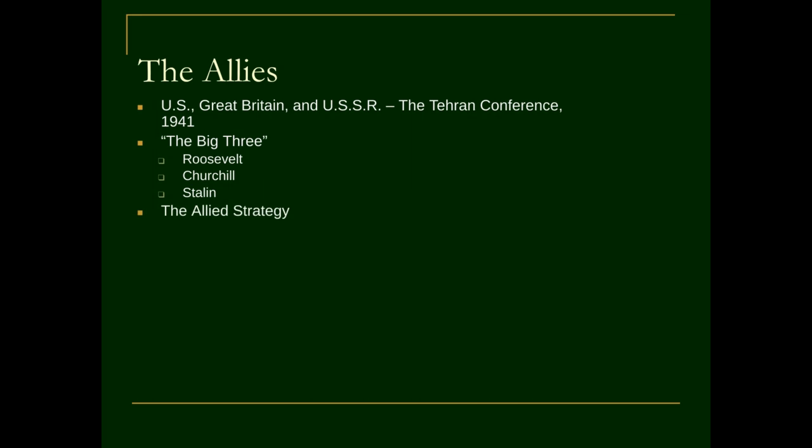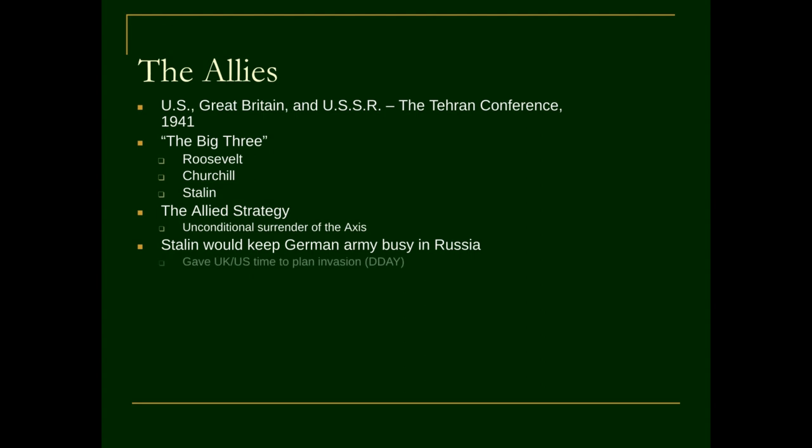Their strategy, this is what their strategy is going to be. They wanted an unconditional surrender of the Axis powers, meaning Japan, Germany, and Italy, all three surrender. Stalin would keep the German army busy in Russia, which is going to give the United States and Great Britain time to plan an eventual invasion into Europe, which would be D-Day.